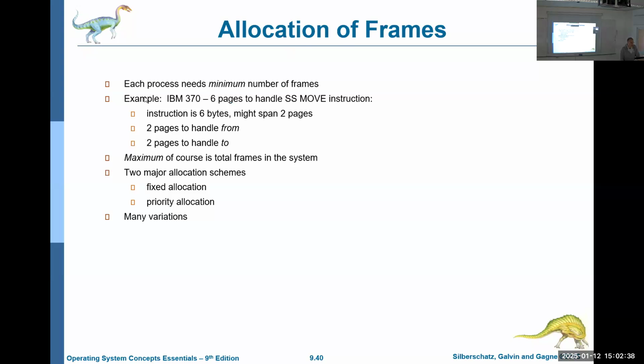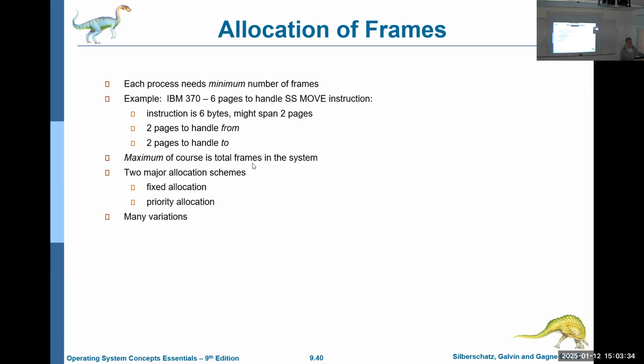Okay. Now allocation of frames. Each process needs a minimum number of frames. The IBM 370 has six pages to handle SS move. It has a certain instruction that is 6 bytes and may span 2 pages. And then it has a from handle and a to handle: where are you copying from and where are you copying to? These are each also long and could span 2 pages. So that's just saying that one single command, one line of code, theoretically could require 3 pages.